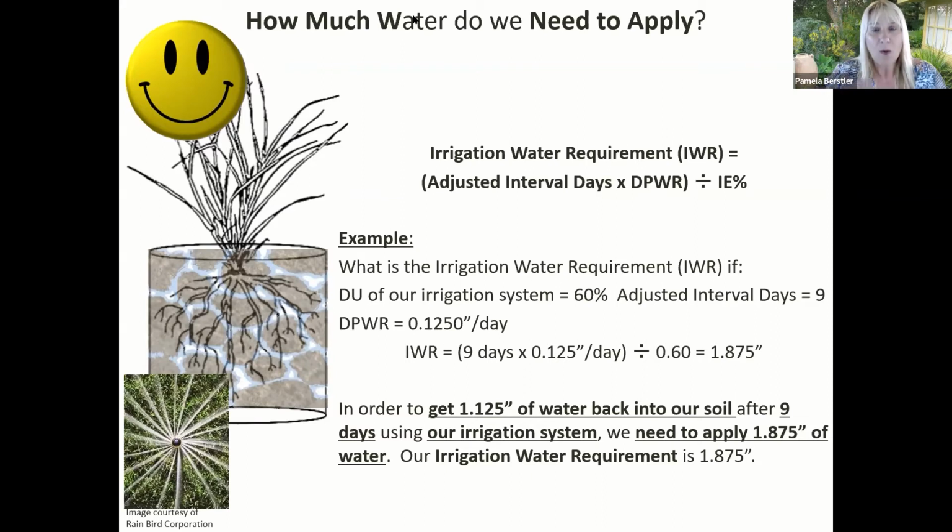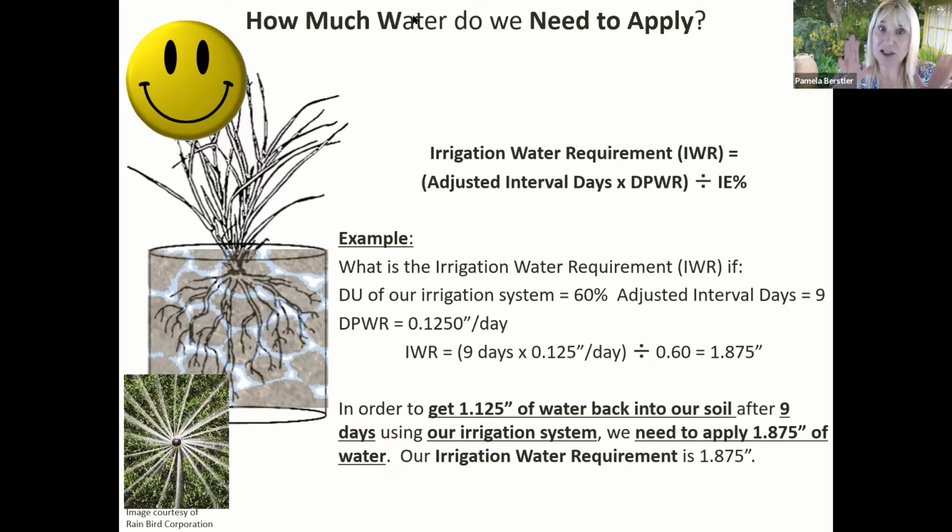So what would be the irrigation water requirement if our distribution uniformity, remember distribution uniformity and irrigation efficiency are basically the same, was 60%, as it shows here in this question? And we have 9 days as our adjusted interval, and every day 0.125 inches of water are coming out of the soil.